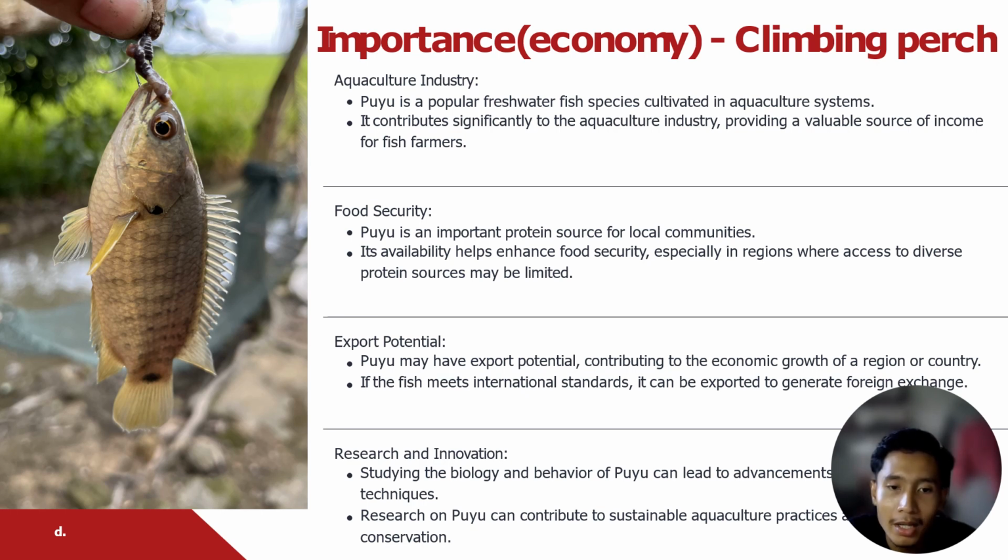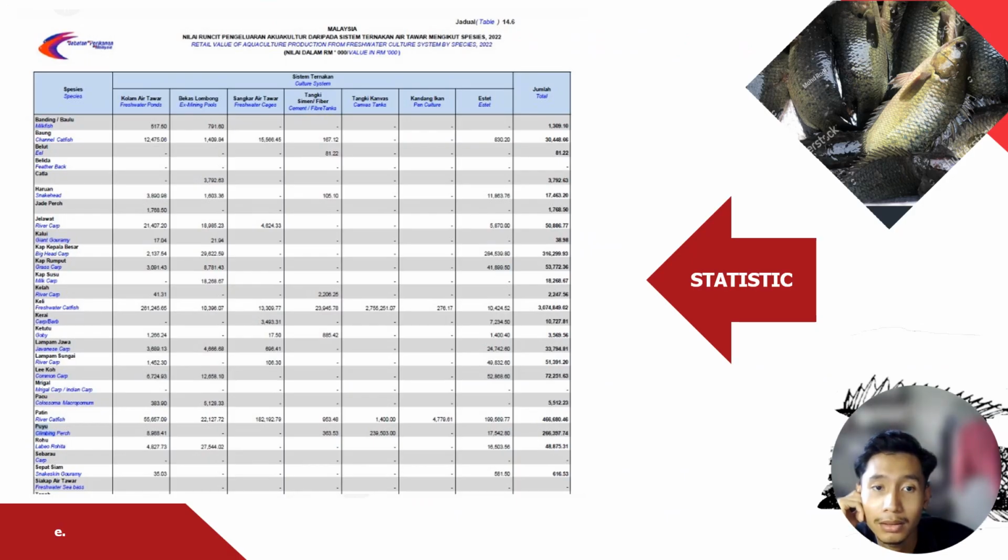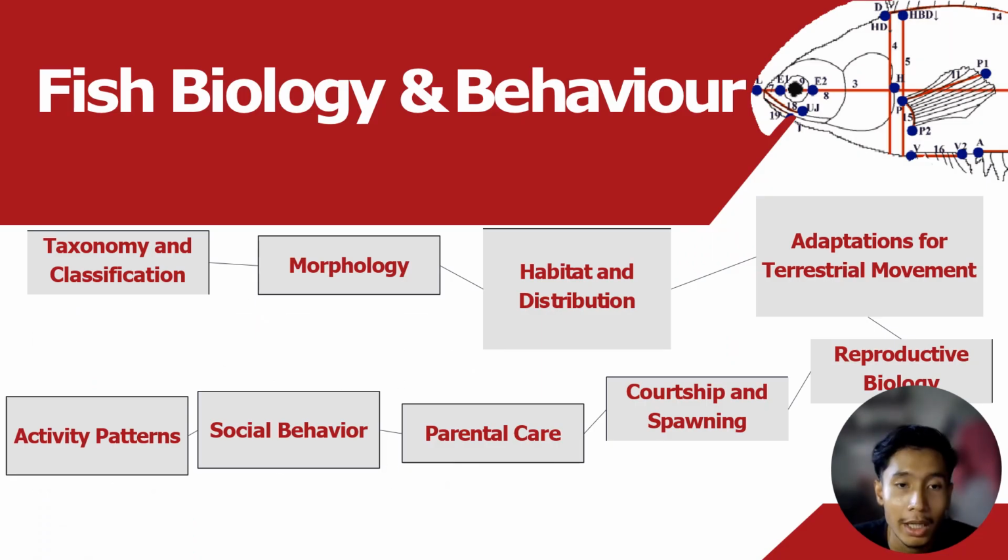And then export potential. It may have export potential, contributing to the economic growth of a region or country. If the fish meet international standards, it can be exported to generate foreign exchange. Research and innovation. Research on it can contribute to sustainable agriculture practice and conservation. Okay, this is the statistic of ikan puyuh, the climbing perch. Okay, we go to the next slide.